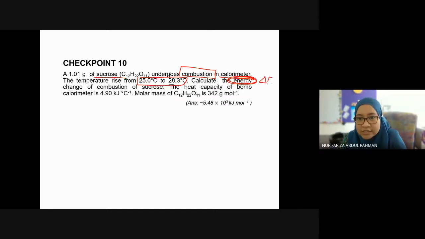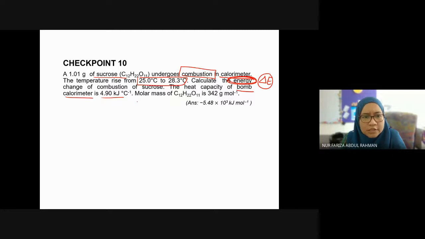That means this is the delta E of combustion of sucrose, the heat capacity of bomb calorimeter. No wonder, again, the question is asking for bomb calorimeter, and no wonder the question is asking for delta E, because the bomb calorimeter is used instead of coffee cup calorimeter. So this is the heat capacity, and this is the molar mass of the substance, the sucrose.